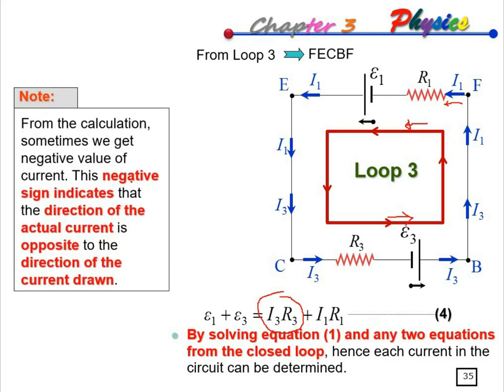Note that from the calculation, sometimes we will get a negative value of the current. The negative value is not actually a value, it indicates the sign. The direction of the actual current is opposite to the direction of the current drawn. It's just the direction of the current, not the value. Although we have a negative sign, it indicates that the direction of the current is opposite to the current drawn.